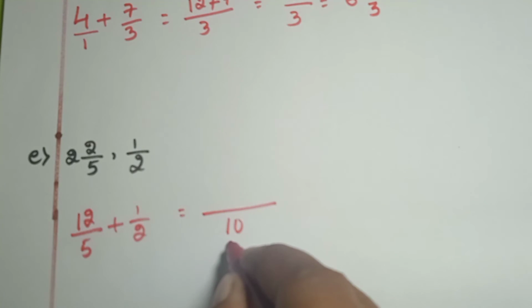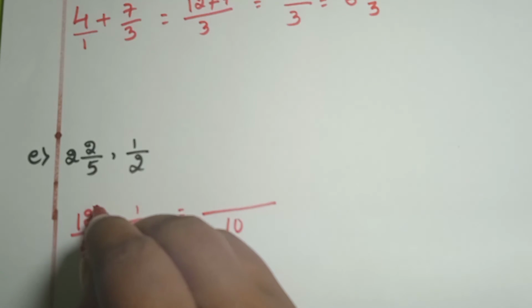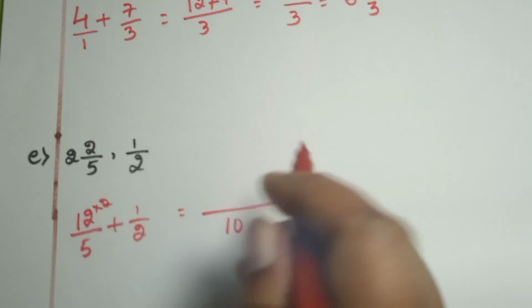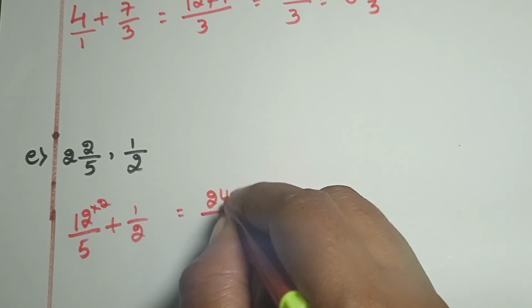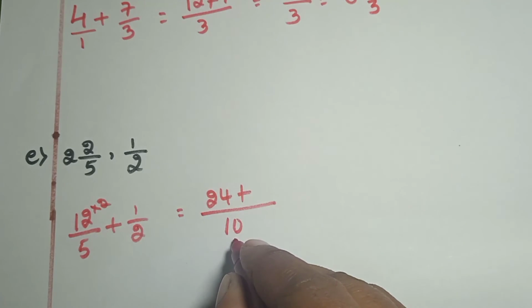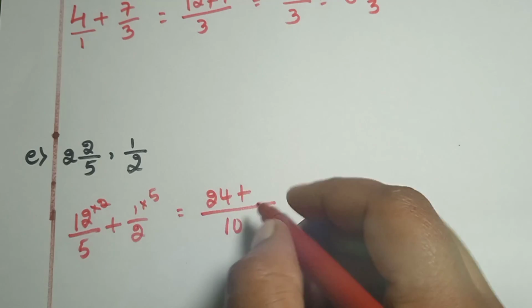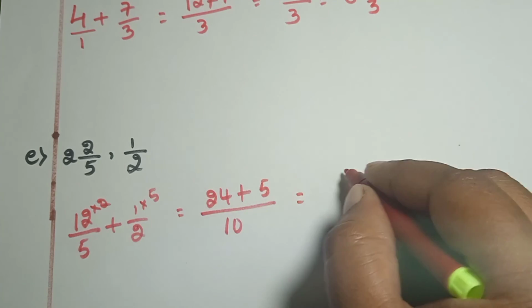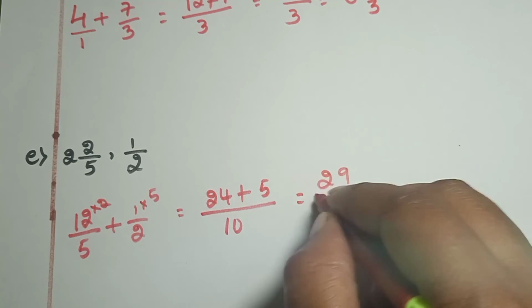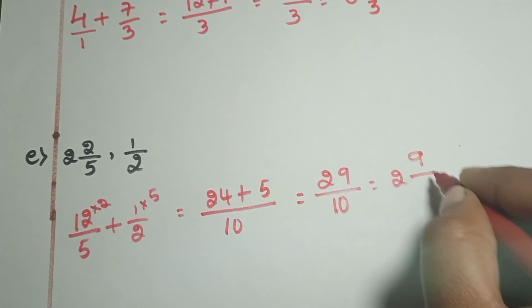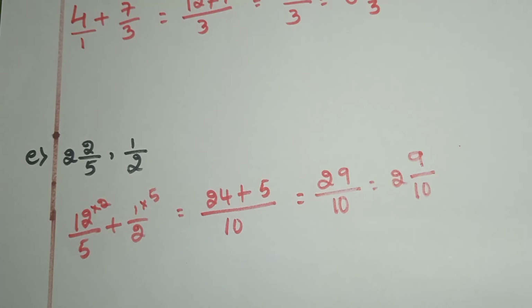Okay, 5 how much to make 10, children? 5 2s are 10. That you should multiply with what? The numerator. Then 12 2s are 24. 2 how much to make 10? 2 5s are 10. That you should multiply in the numerator. 1 5s are 5. 24 plus 5, 29 divided by 10. 10 2s are 20. 9 is the remainder. 10 you should keep as it is.